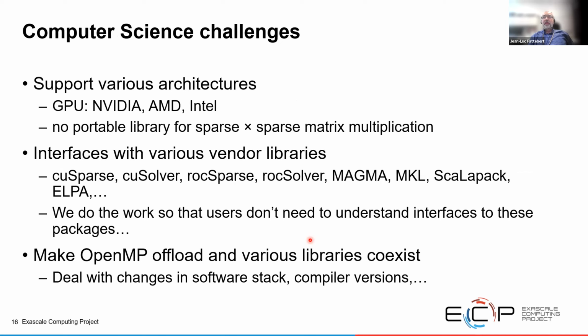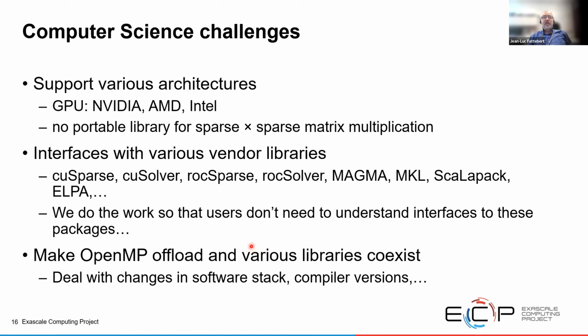Some of the challenges with this approach is that as we're trying to support various GPUs from NVIDIA, AMD, and Intel, we have to deal with various vendor libraries and interfaces. Indeed, to our knowledge, there's no sparse matrix multiplication in any library that would give us the performance we want and that's portable across all the platforms we're interested in.